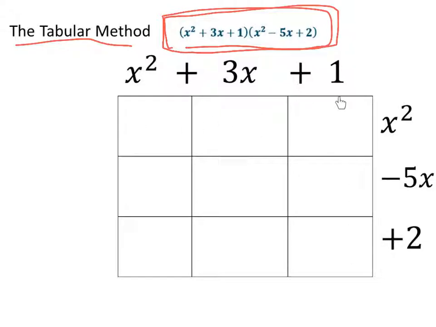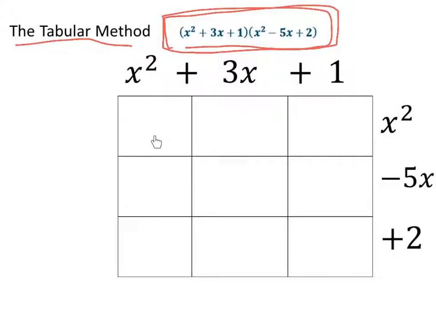Now the first step in this process is to place one of the factors on top of the table, and then the second factor down the right side of the table. Okay, top and right side. Then we're going to start multiplying each term from each expression by each other to fill this table up.